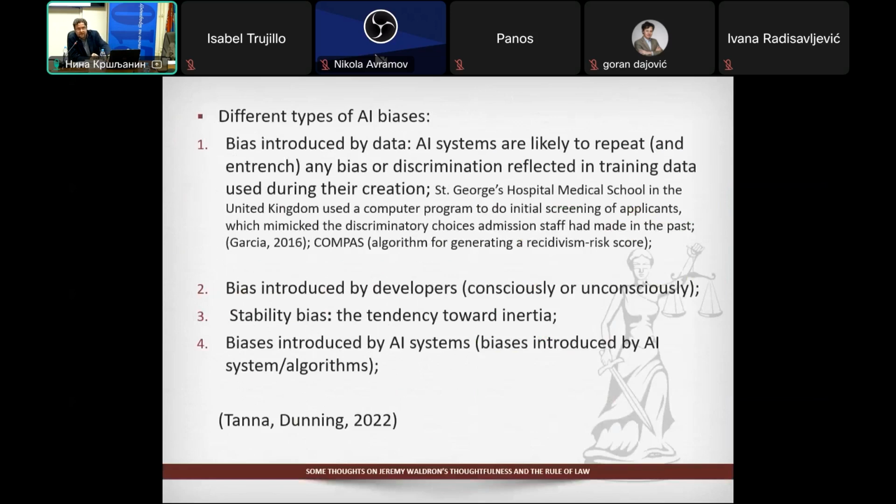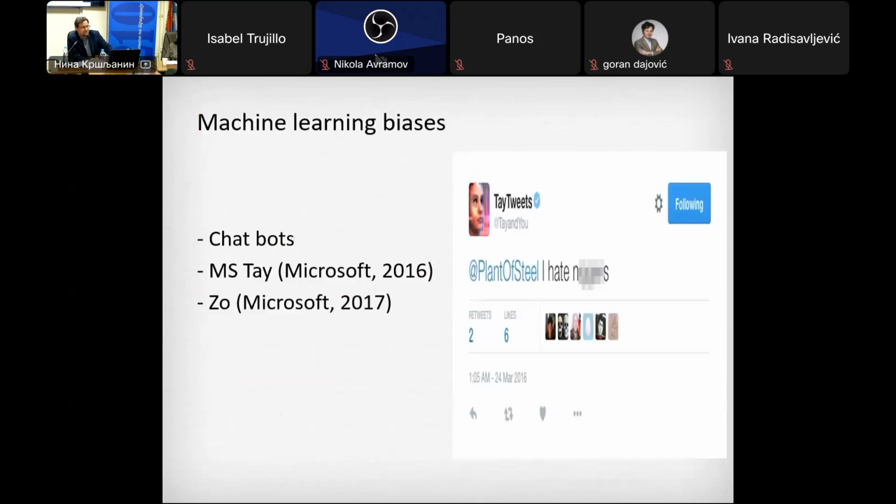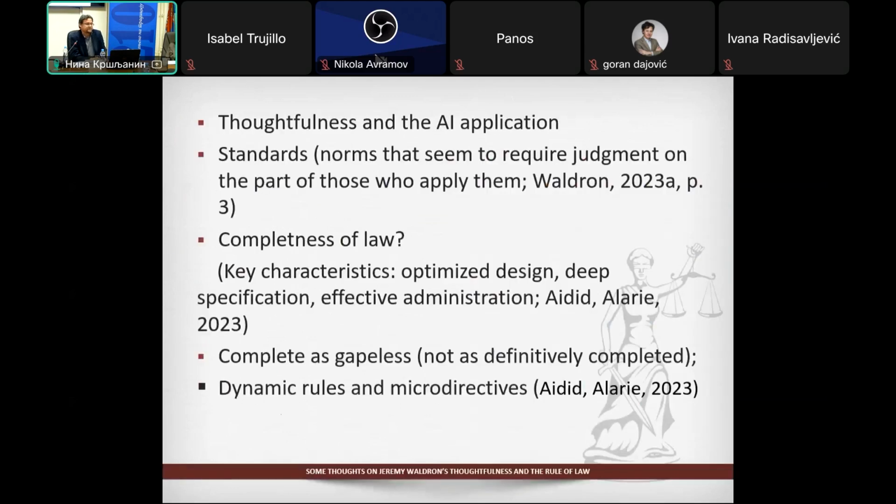Also, impartiality can be jeopardized, but I won't talk about that in more detail because I will try to respect the time limit. So, to conclude, I will make some remarks regarding Jeremy Waldron's demand for thoughtfulness within the legal process.